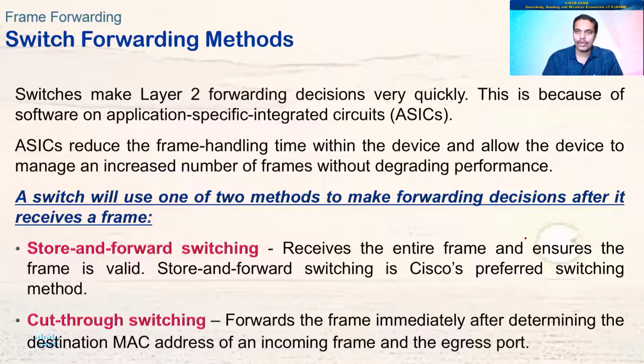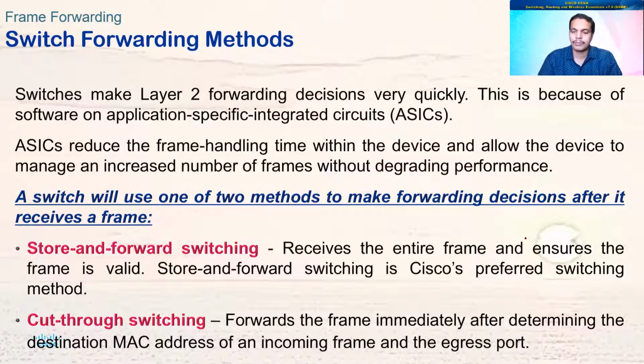Now, there are usually two methods to make the forwarding decisions after it receives a frame. The earlier ones we discussed were how a switch decides which port to forward it to, and after that these are the forwarding methods. The first one is store and forward switching. This is Cisco's preferred switching method, where the switch waits for the entire frame to be received in its entirety. It checks for errors and then only forwards it.